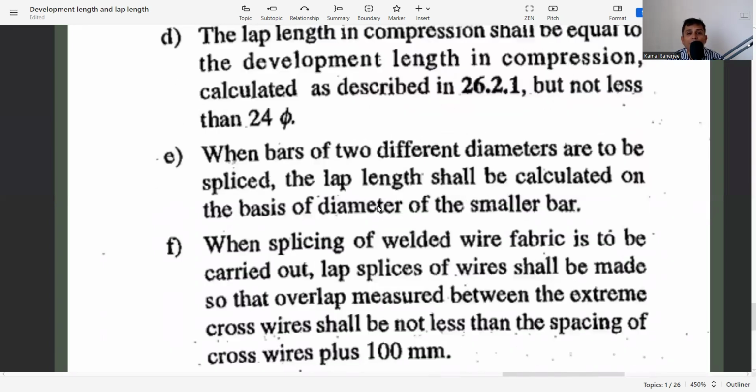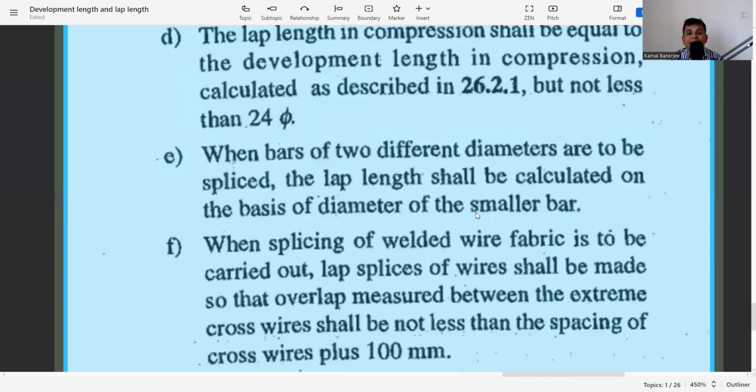But if it is more than 480, then we need to use the same development length. When bars of two different diameters are to be spliced, the lap length should be calculated on the basis of the diameter of the smaller bar. That means here, whenever it is a 20 mm bar and a 25 mm bar splicing each other, suppose we have 50D as the splice length or lap length. Now, 50D for 25 is 1250 and for 20 is 1000. So which one has to follow? The smaller bar, that means 1000, that is 50 into 20. The smaller bar we need to follow.